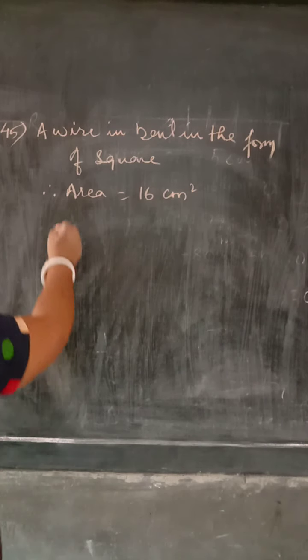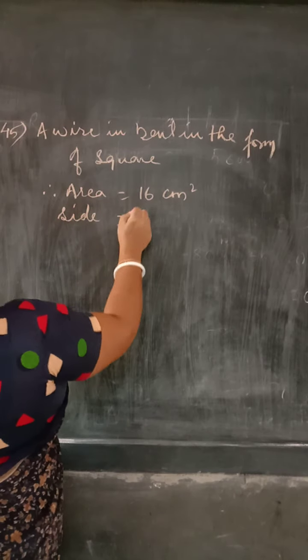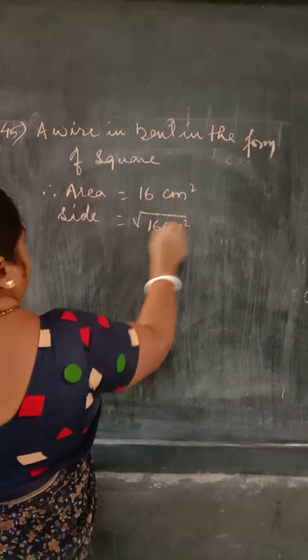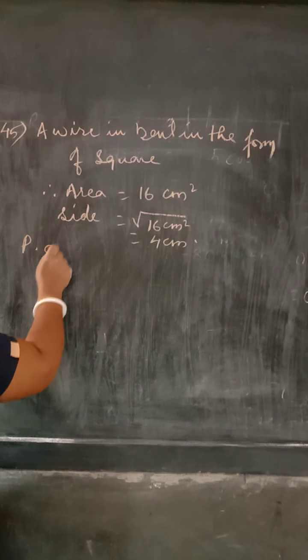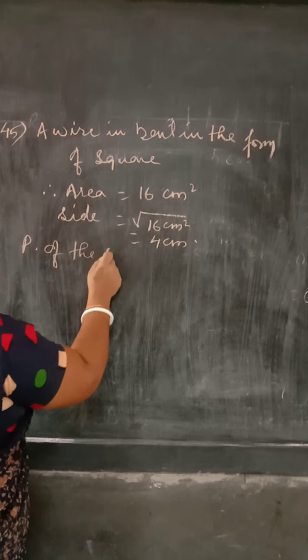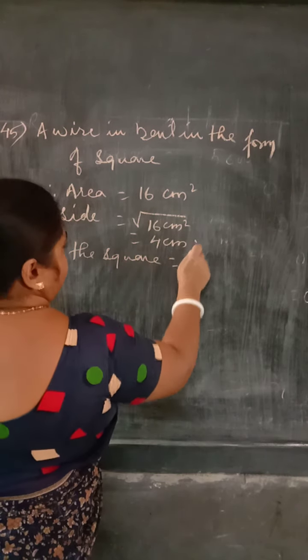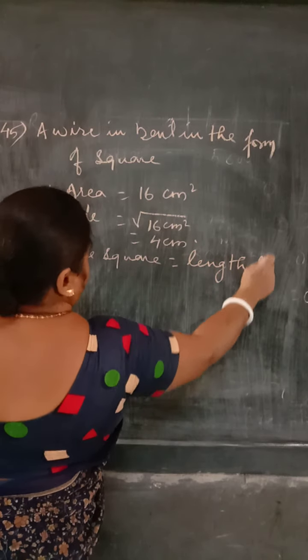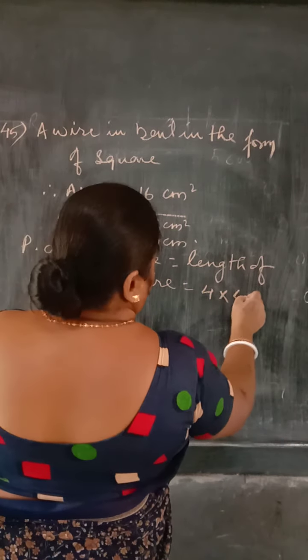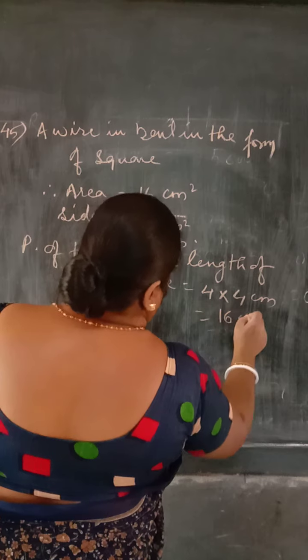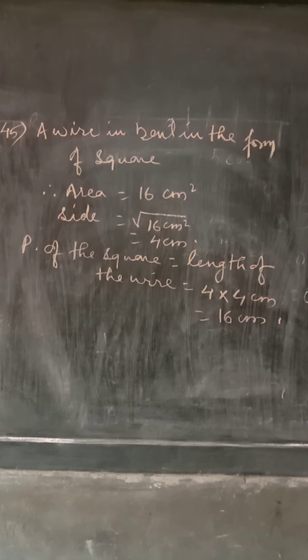So what would be the side? Under root 16 centimeters square is equal to 4 centimeter. What will be the perimeter of the square? Perimeter of the square is equal to length of the wire, which is 4 into 4 centimeter, 16 centimeter. Now we have got the length of wire. Further it is bent in the form of a rectangle or in the form of an equilateral triangle. Those areas we have to find.